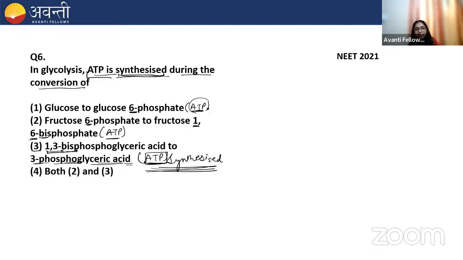In the first process, ATP is utilized. Similarly, here also ATP is utilized. But here ATP is synthesized. That is why the question is asking about ATP being synthesized, so it is option number 3. Now it is clear.